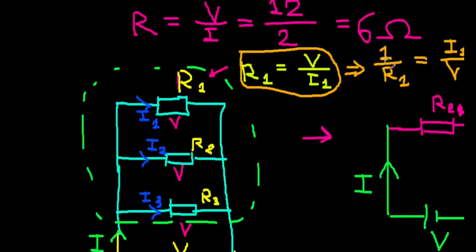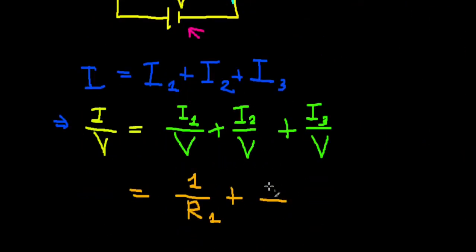Same thing for the other two. I2 by V is going to be 1 by R2. I3 by V is going to be 1 by R3. All of them have the same voltage across them, and the currents. This is I2, this is I3, so all is fine and well. So 1 by R1 plus 1 by R2 plus 1 by R3.